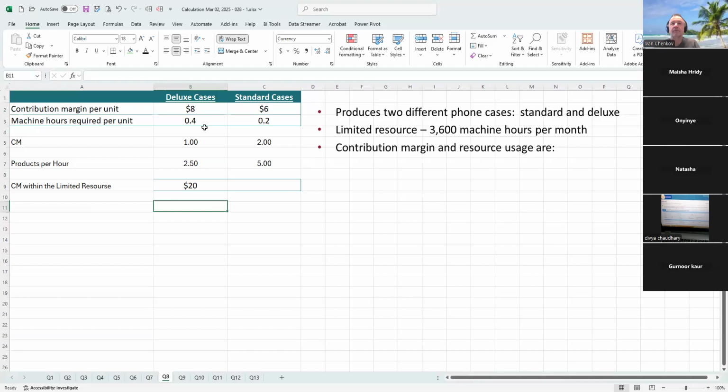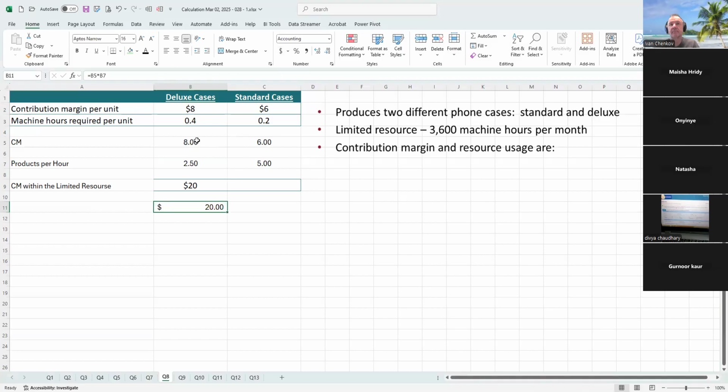Contribution margin per product. Here we have 8, and here we have 6. So this one is more profitable. So how much will be the contribution margin per machine hour? This one, times 2.5, $20. And the other, 5 times 6, $30.